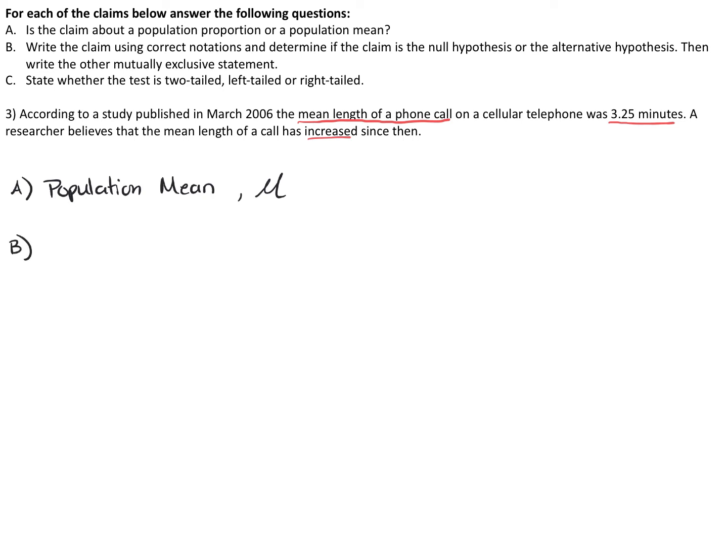Now for question B, let's figure out what the null and alternative hypotheses are going to be. So I'm going to go back to the claim here, and I'm going to write it down using symbols. So we're told here that the mean length of a phone call was 3.25, but the researcher believes that the mean length of a call has increased since then. So that means that this researcher wants to test his belief here. So that means that we're going to test the claim that mu is actually greater than 3.25 minutes. And then I'm going to keep track that this is the original claim that this researcher is trying to test to see if that's true or not.